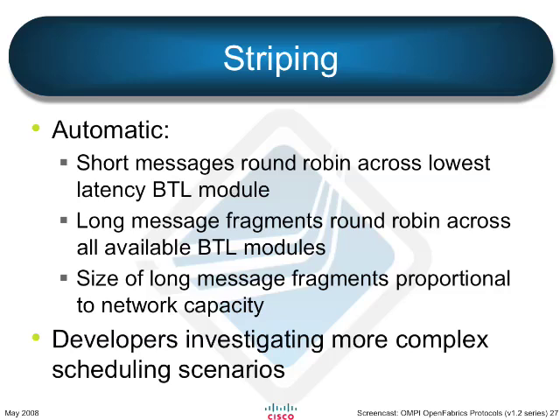Long messages are automatically fragmented. Remember how we split up long messages? We automatically round robin the fragments in large messages, so we automatically stripe across multiple OpenFabrics devices there. Now, the size of the long message fragments is directly proportional to the network capacity. For example, InfiniBand has a nice property that it reports up what its actual bandwidth is. So let's say you have an SDR port and a DDR port, Open MPI will do the right thing and send more data down DDR than it does SDR. We developers are investigating more complex scheduling scenarios, but for the moment, that's what Open MPI does.